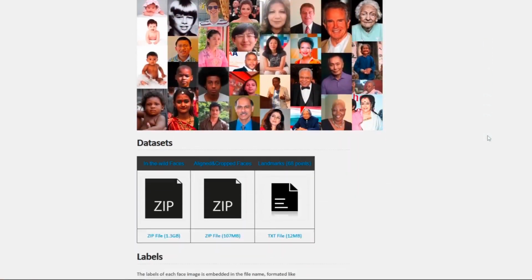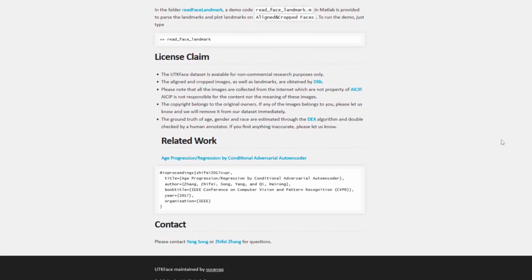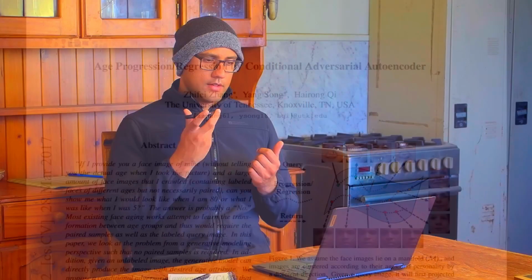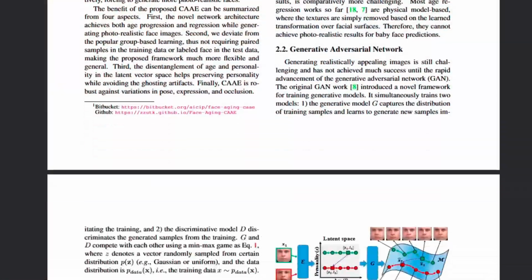The next dataset that I looked into was UTKFace dataset. There was an associated paper with this. So that was the 2017 paper on age progression regression by conditional adversarial autoencoder by Zhifei Zhang, Yang Song, and Hairong Qi. Now I think it is related to UTKFace dataset, but I might be wrong.